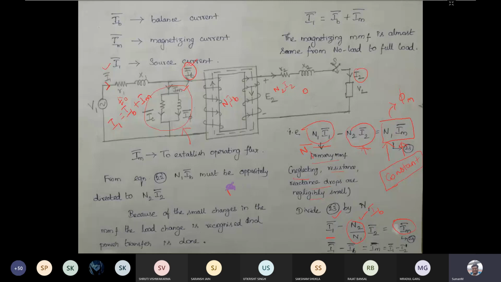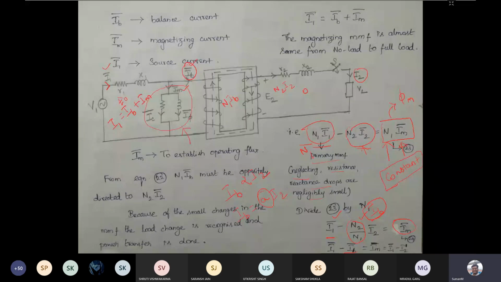Already I told you that IB will be proportional to I2 except for the transformation ratio. I told this sometime back. So the transformation ratio is A into I2. That is the same thing they have done here. So here they have got N2 divided by N1 into I2 dash. This is given by the balancing current IB. Then this will be equal to the magnetization current, that is IM.